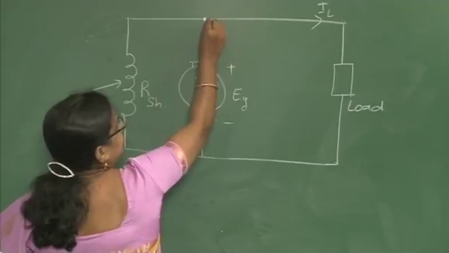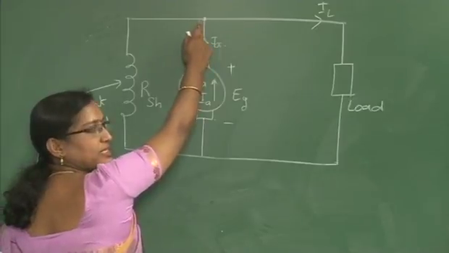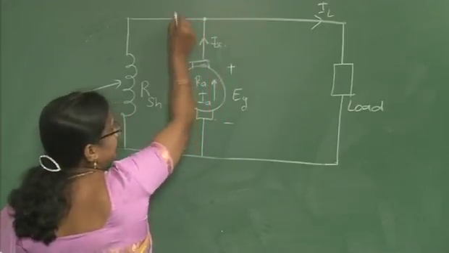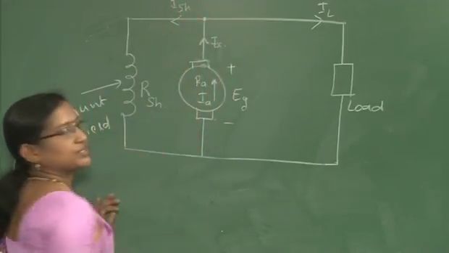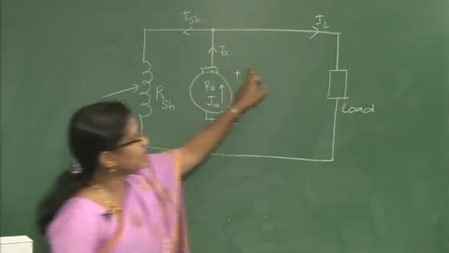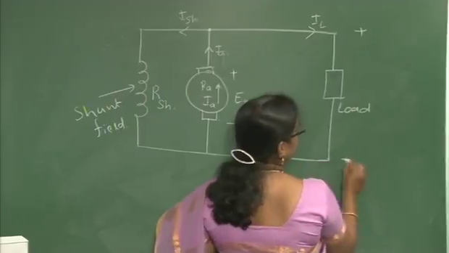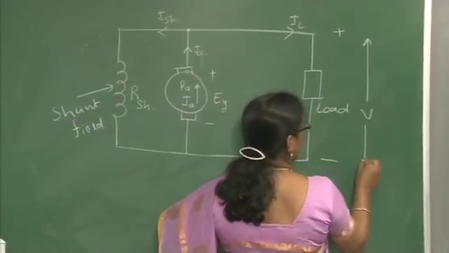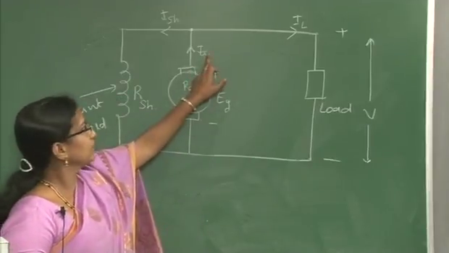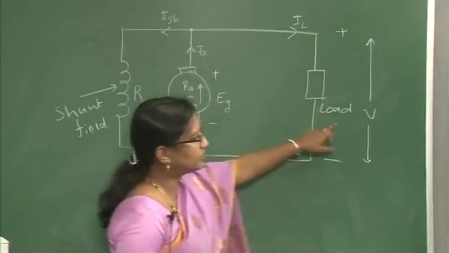Now, according to KCL, that is Kirchhoff's current law, the sum of the currents at a particular node is equal to 0, meaning the sum of the currents entering the node is equal to the sum of the currents leaving the node. This is ISH, the current flowing through the shunt field. The current flowing through the load, we have considered it is IL. Then the voltage across the terminal is V. Now, we have to derive the equations for IA, then what is the power developed in this armature, and then what is the power delivered to the load.